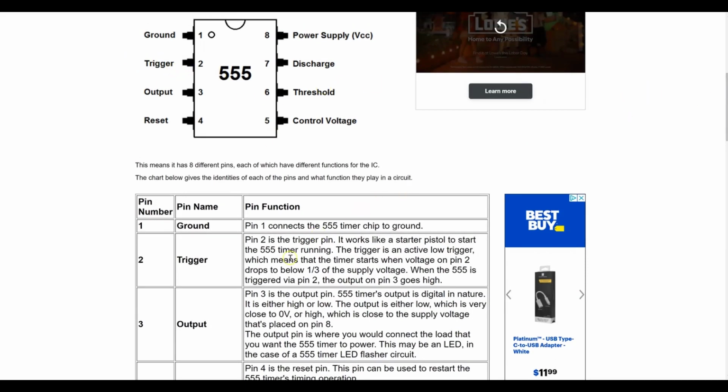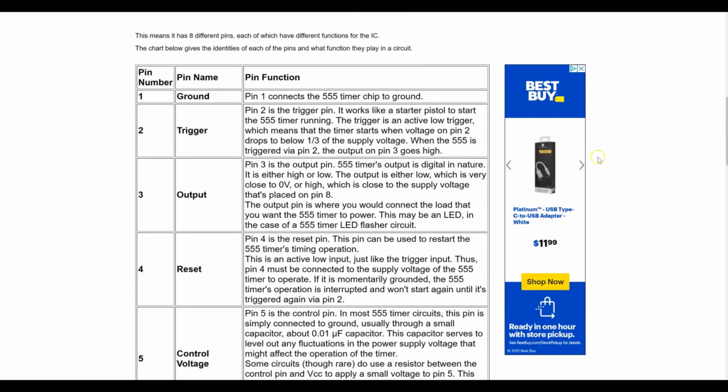Pin number 2 is the trigger pin. It works like a trigger moment, or a starter pistol, to start the 555 timer running. Know that it's active low. That means it needs to go below 1/3 of the supplied voltage, and only then will this pin be triggered. The supply voltage can be anywhere between 4.5 and up to 12 volts. In this example, we are keeping it at 6 volts.